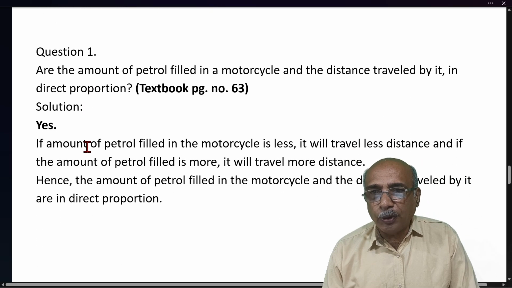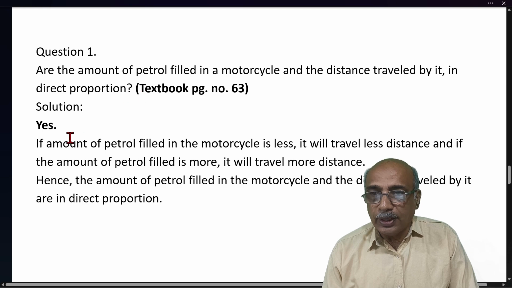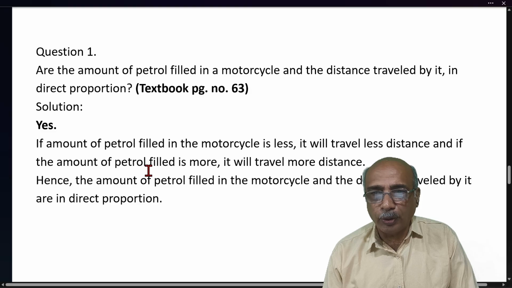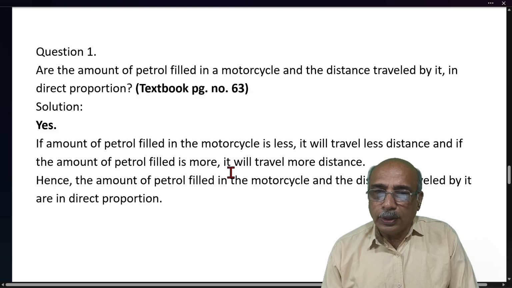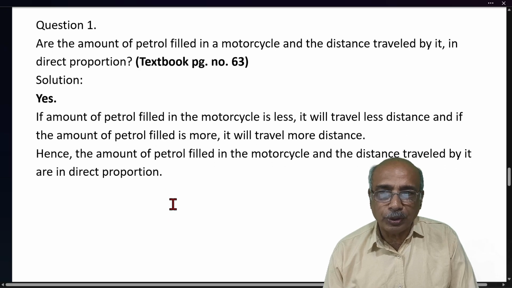Now, on the textbook, students, on page number 63, two questions are asked. Are the amount of petrol filled in a motorcycle and the distance travelled by it in direct proportion? Yes. If the amount of petrol filled in the motorcycle is less, it will travel less distance, and if more petrol is filled, it will travel more distance. Hence, they are in direct proportion.